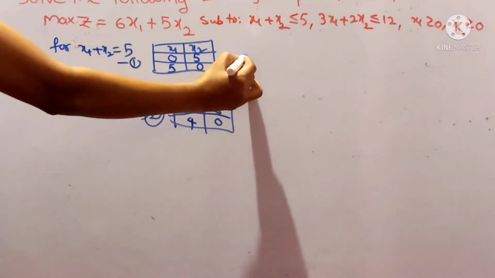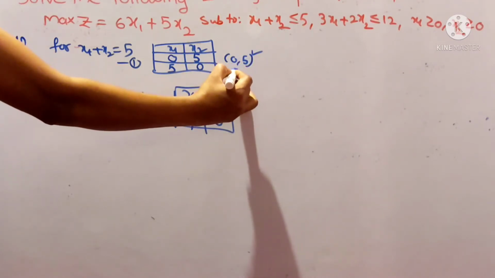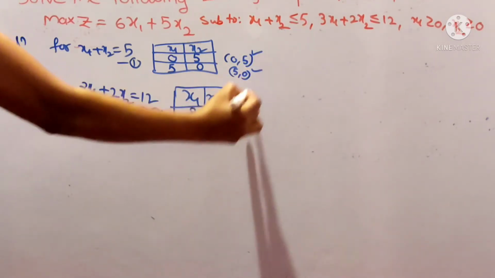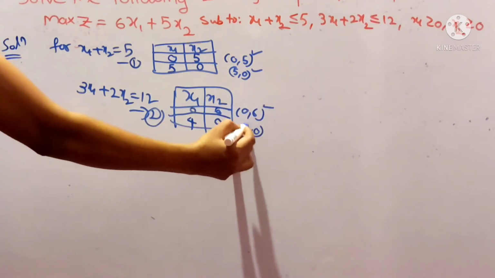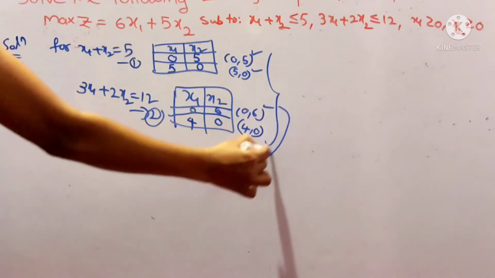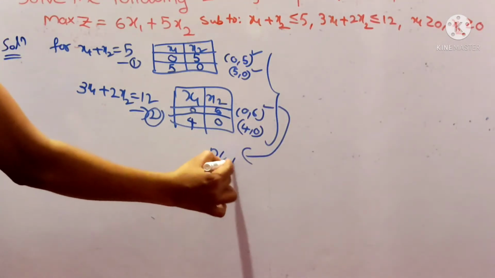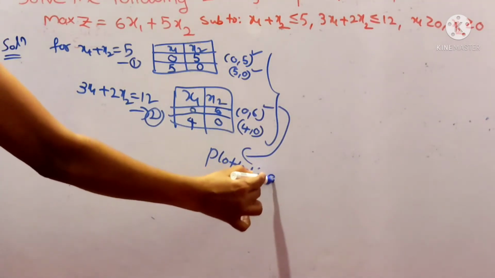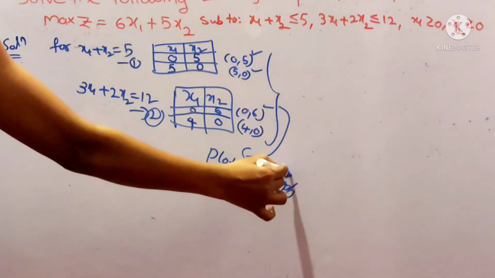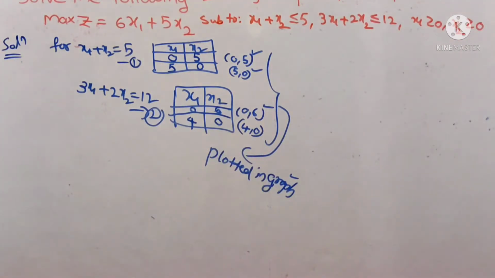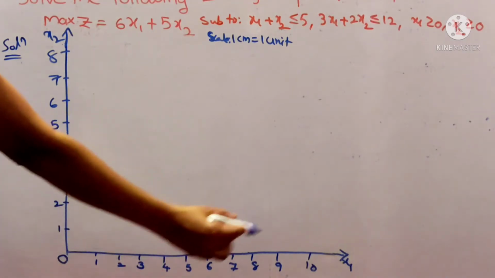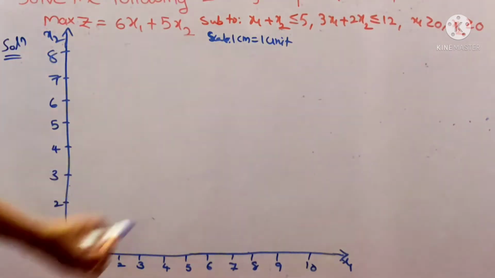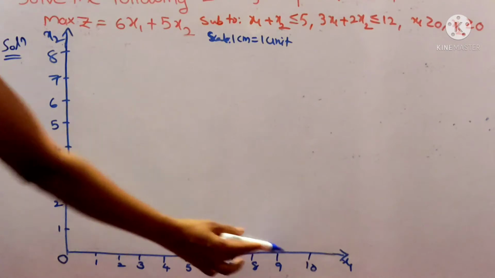Now, is it clear for you? These values 0, 5 and 5, 0 from the first equation and 0, 6 and 4, 0 from the second equation will be used for plotting the graph. Here the two constraints in the question are of less than or equal to type. This is our graph. For the scale, you have to take 1 centimeter equal to 1 unit. Take the x-axis as x1 and the y-axis as x2.